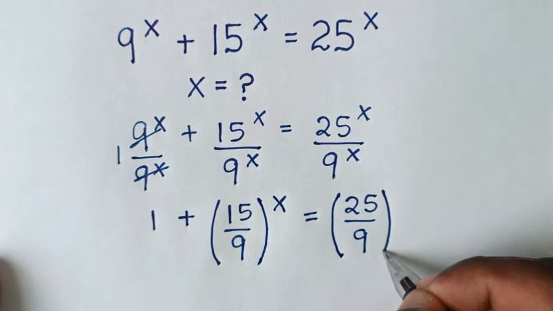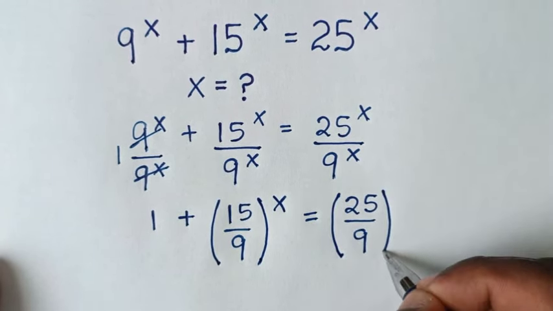Then in the next step, it will be 1 plus, to simplify, 15 divided by 3 is 5, 9 divided by 3 is 3, so it will be (5/3)^x, is equal to, from here 25 is the same as 5 squared, over 9 is the same as 3 squared, then bracket, the same power of x.